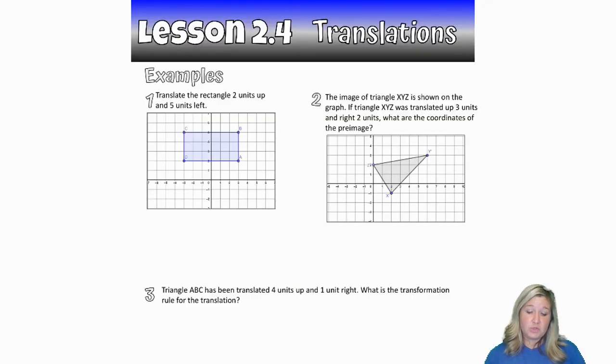So here's what we're going to do. We have a rectangle here. We're going to translate it 2 units up and 5 units to the left. So 2 units up and then 5 units to the left. So I'm going to start with C. I'm going to go off the grid there a little bit. This is going to be C prime. So it's very important that you label these, and it's very important that you pay attention to the labels when you're looking at these and trying to transform them. The up 2, left 5.